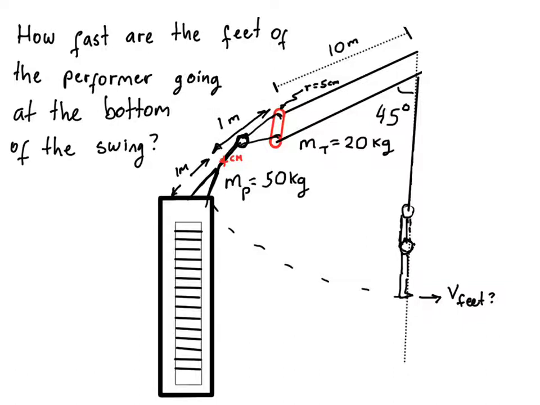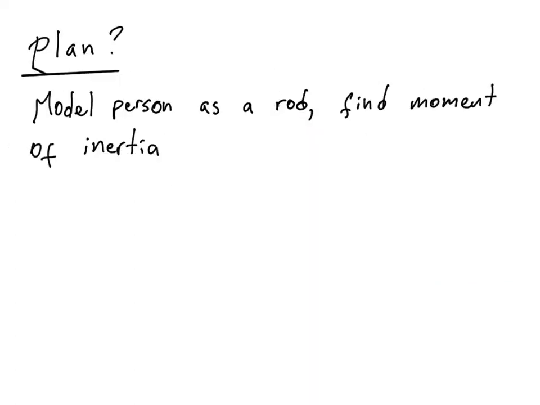Okay, so the performer holds on to the trapeze, they swing together down, and the question is how fast the feet of the person are moving at the bottom. So what's the plan to solve this problem?